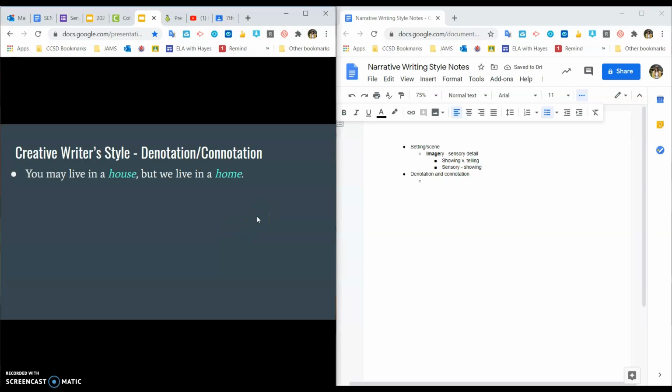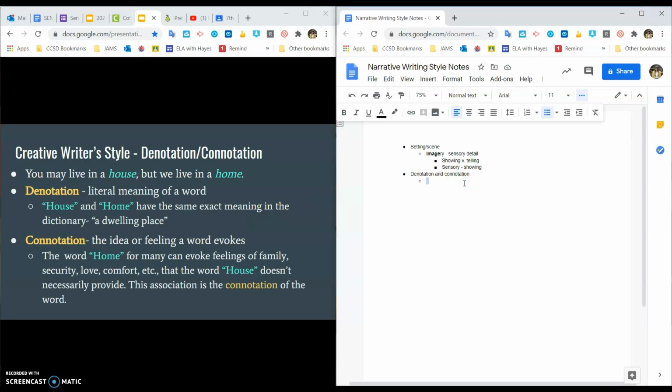Denotation and connotation is the difference between a house and a home. Your denotation is going to be your dictionary definition. That's going to be your denotation. And notice it's kind of easy to remember because you've got these two D's here. We've got the D in denotation, and we've got the D in dictionary. So denotation is the definition you read in a dictionary. Sorry about that. Connotation is going to be your emotional and cultural definition.